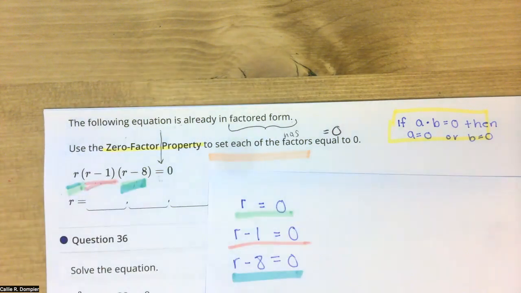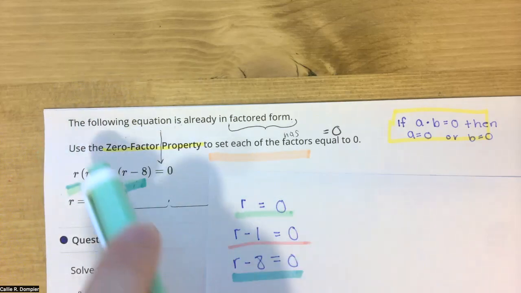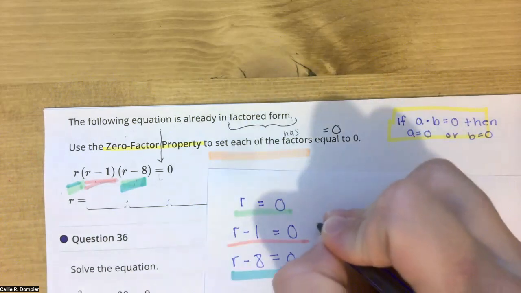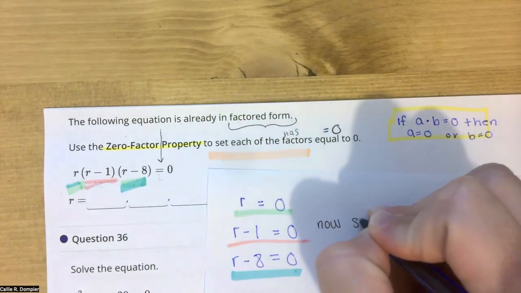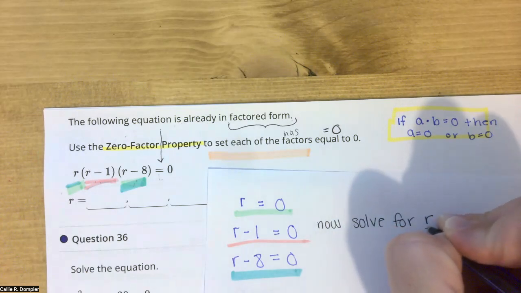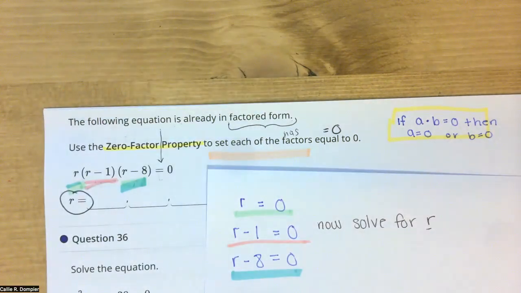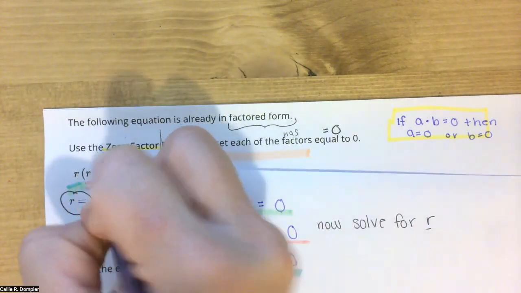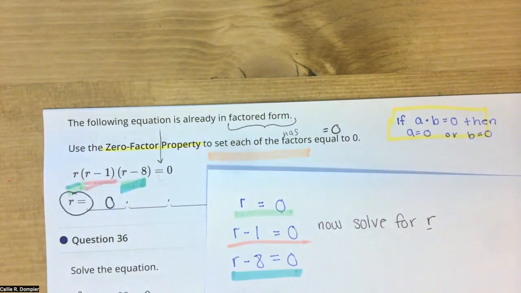Good. That's that factor, that's that factor, and that's that factor. We set them all equal to 0. Now solve for R. R equals 0. Done. R equals 0. Good.